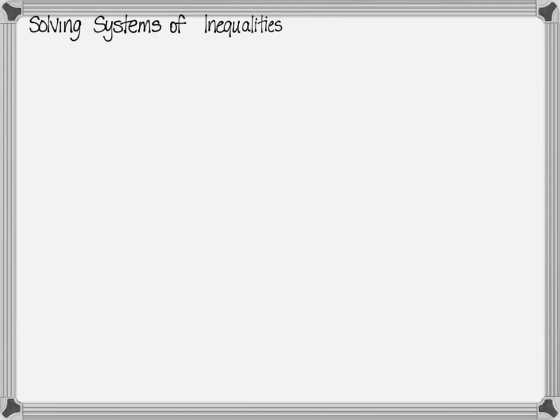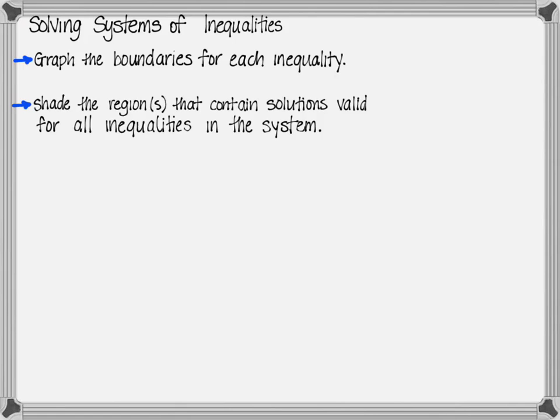In this video we're going to talk about solving systems of inequalities. The method is that we graph the boundaries of each inequality, which is to graph the inequality itself. And then our final answer will be the shaded region that contains solutions valid for all inequalities in the system, meaning only the area at which all the shading overlapped.